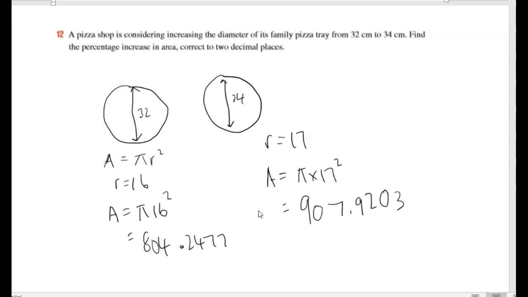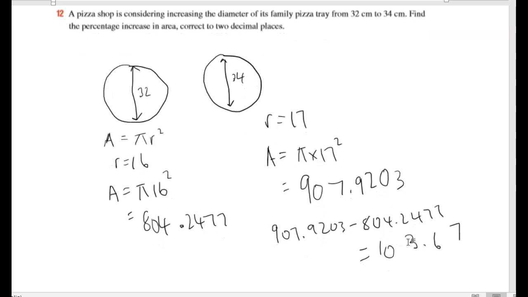Okay, so we want to know the percentage increase in area. So how much has it increased in area? That would be the difference between the two. So 907.9203 take away 804.2477. And if you've already got those values on your calculator, you don't have to rewrite them. Just highlight them and press enter again. Okay, so that is 103.67. I'm just going to do it to 2 decimal places.